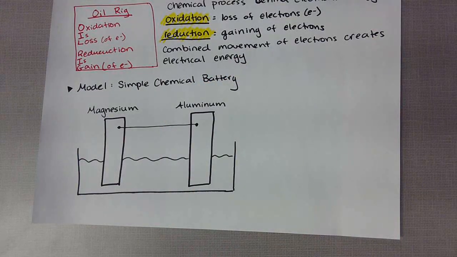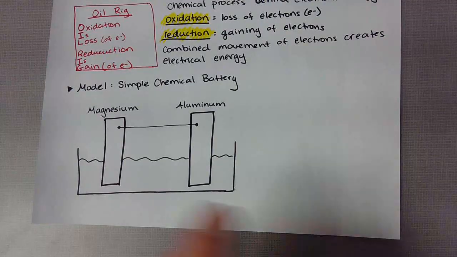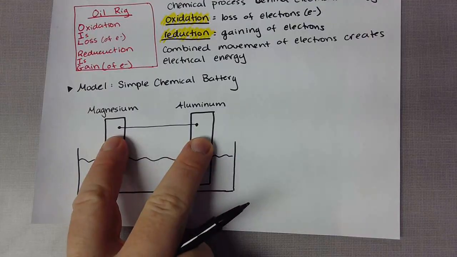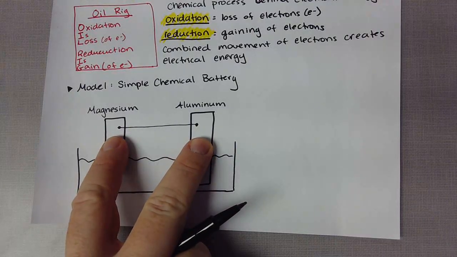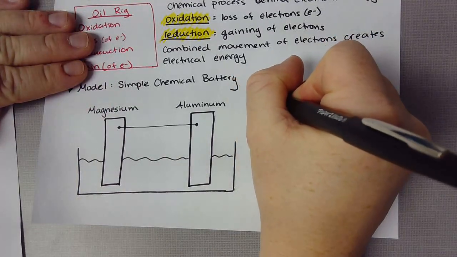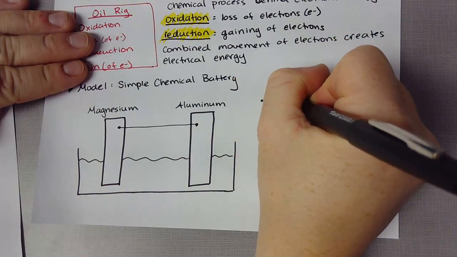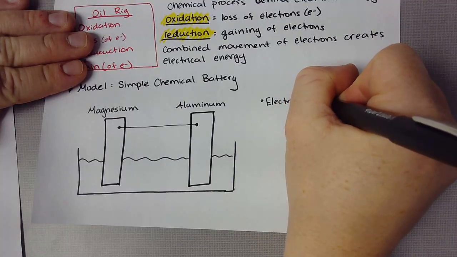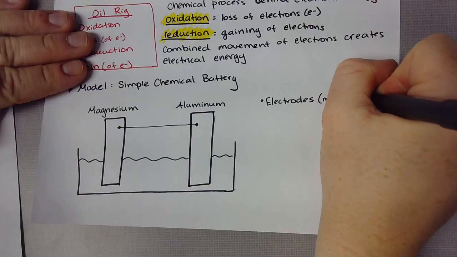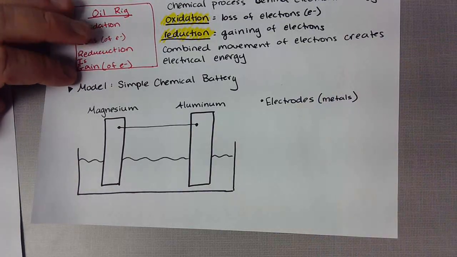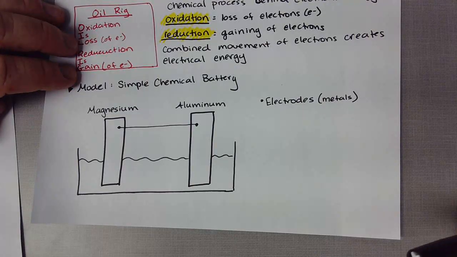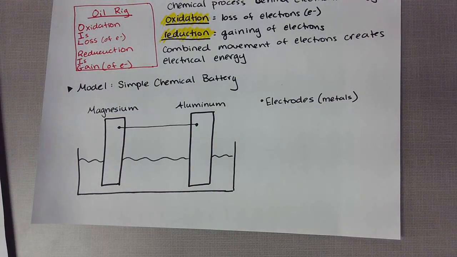Okay, let's explain a little bit more about what we drew. What we drew started with two metals. If you remember, what I called these were identified as our electrodes. Your electrodes are going to be metals that are capable, willing, and wanting to move electrons.